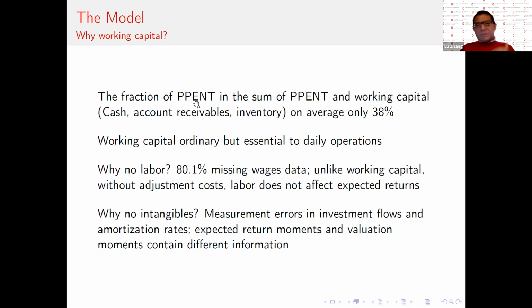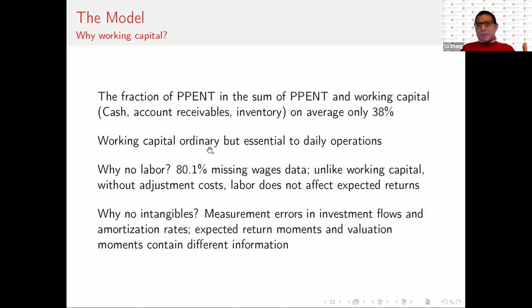It turns out the fraction of PP&E over the sum of PP&E and current assets is only 38% on average. So there is quite a bit more working capital than PP&E, all right?